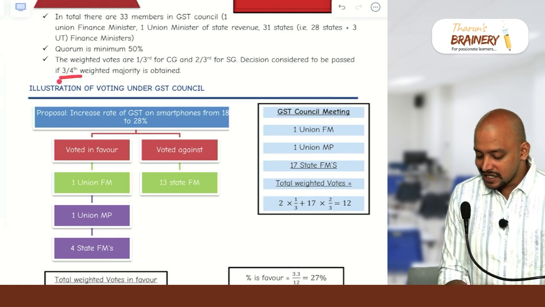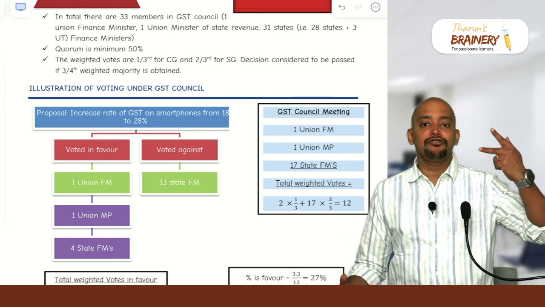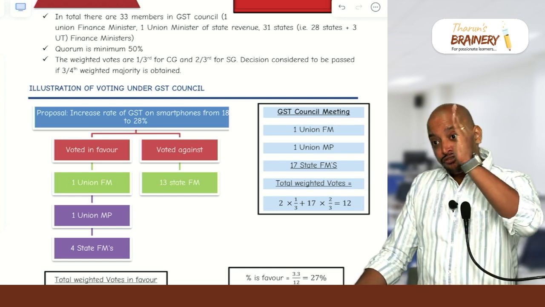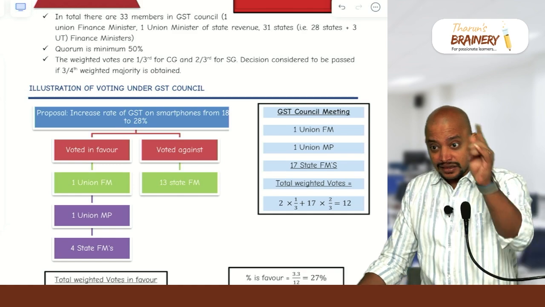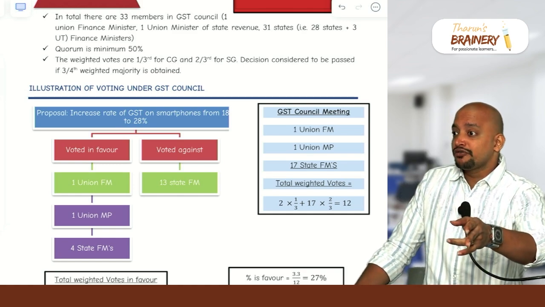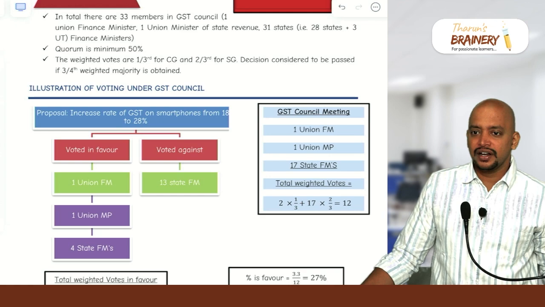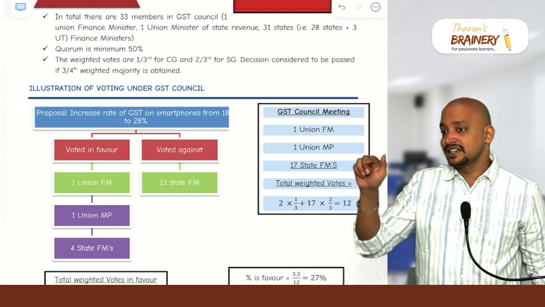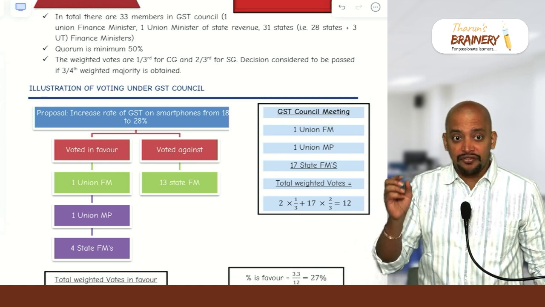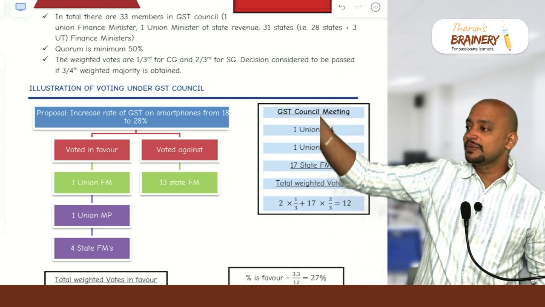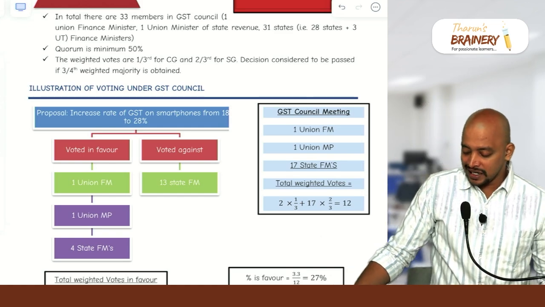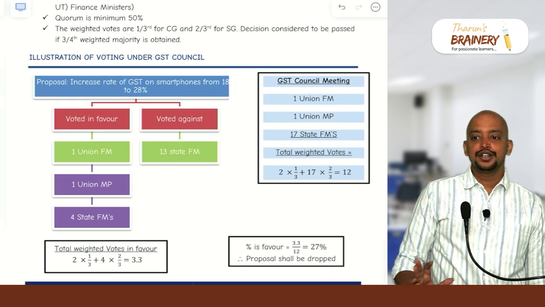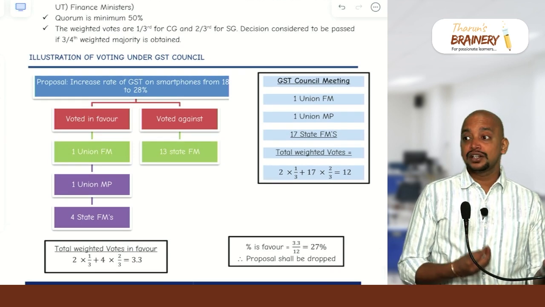3/4 majority. 3/4 majority means the number of votes in favor should be greater than 3/4 of the votes. Correct or not? So how much majority do we need to get? 75%. So it's not a simple majority of 50%. It is a 3/4 majority that is required. Only then can the decision be taken. Otherwise the proposal will be dropped. Understood?